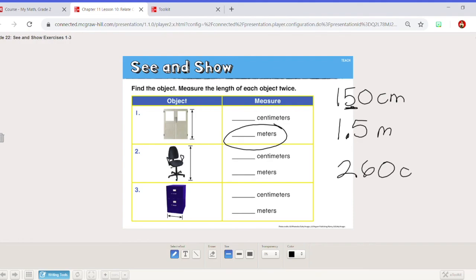Or if you had something that said 260 centimeters, you would say, well, that's 2 because 200, that's 2 meters. And then we'll do that little decimal again, 0.6 meters. So that's a way that you can go from centimeters to meters when it's not a whole number in the hundreds.